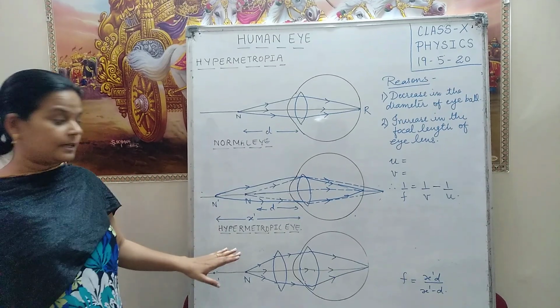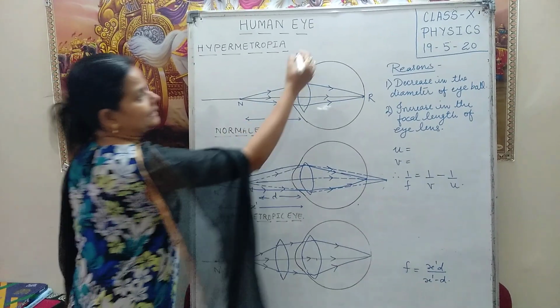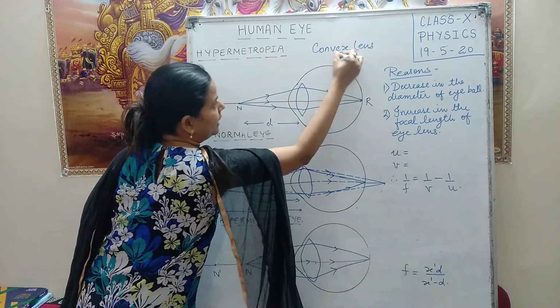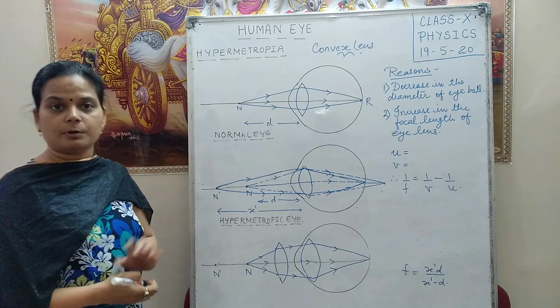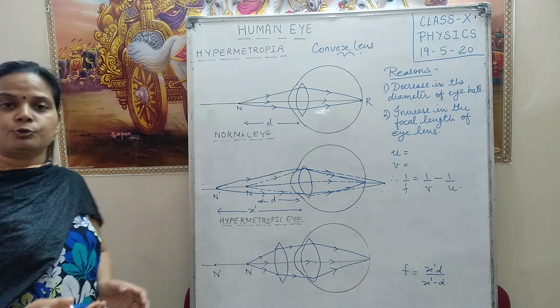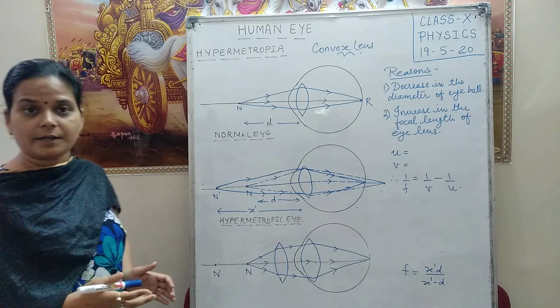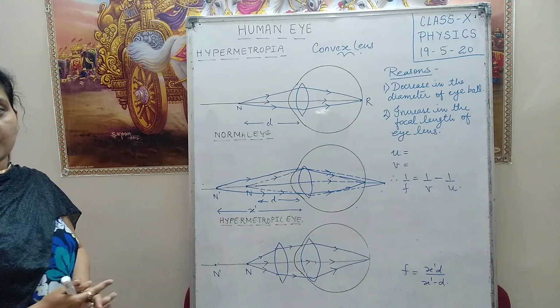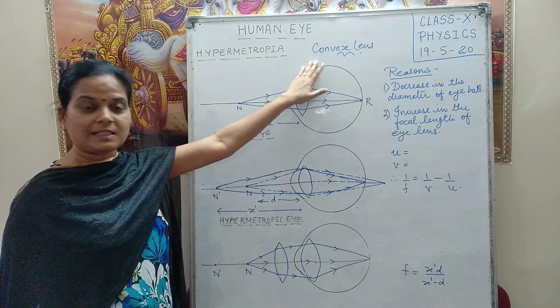इसको हम correct कैसे करेंगे? It can be corrected by using a convex lens. Convex lens of suitable focal length. जैसे last time हमने बात की थी कि concave lens of suitable focal length, ऐसा नहीं है कि किसी को hypermetropia है तो उसे कोई भी convex lens लगा दो हो जाएगा. We need to calculate it, what should be the power of the lens that we need to correct the hypermetropia. So in that case we use convex lens.